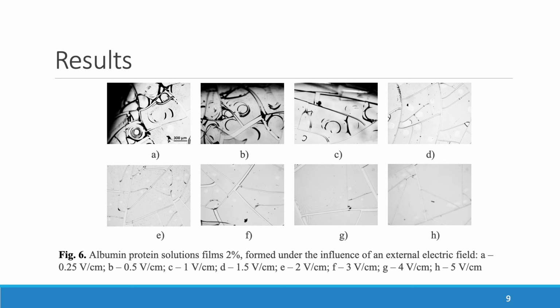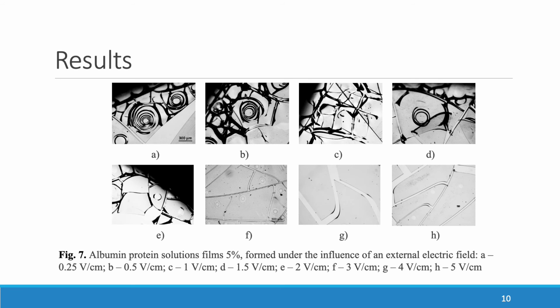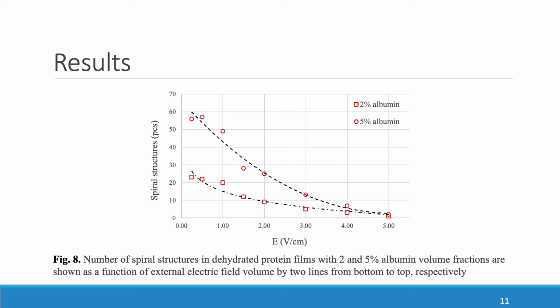On this slide we can see albumin protein solution films with 2% of protein in the initial solution. On this slide we can see albumin protein solution films with 5% of protein in the initial solution formed under the influence of an external electric field. This slide shows a graph of the dependence of the number of spiral structures on the value of the applied electric field. The structures were counted on the entire surface of the films. Analyzing this dependence, it can be concluded that the electric field affects the cracking of protein films.